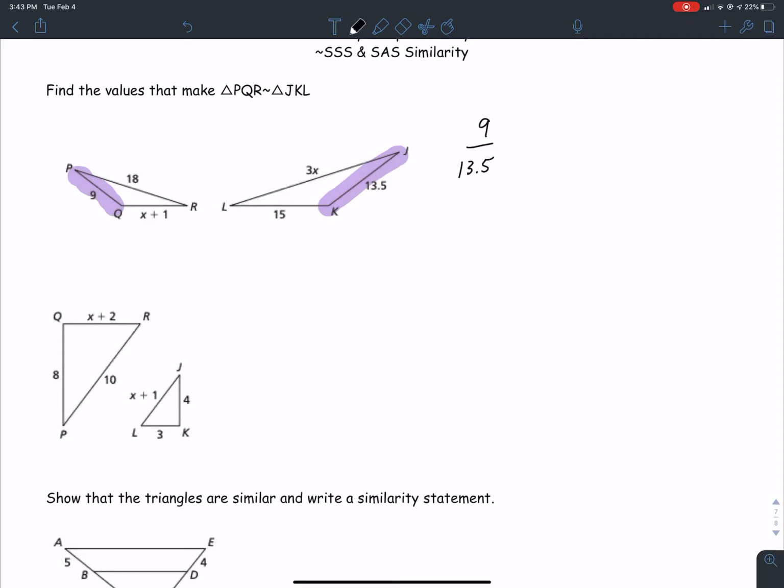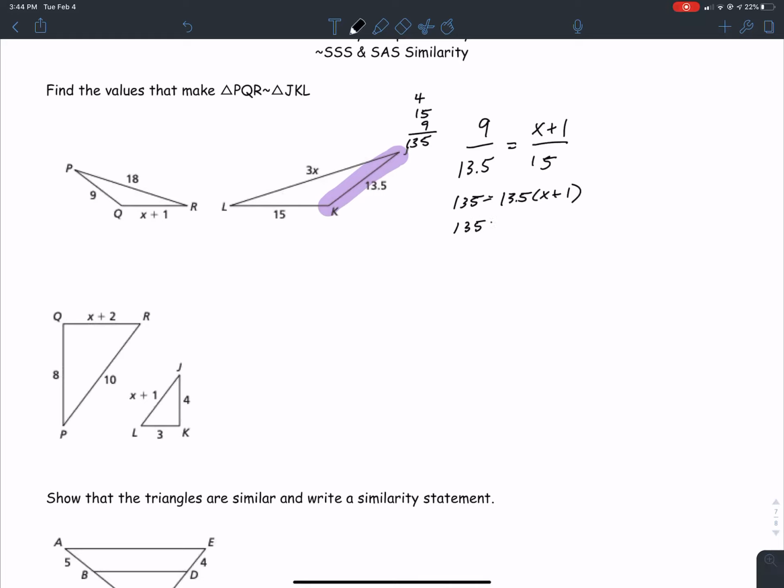I don't have a calculator to reduce that, so then I'm just going to pick 2 more sides. So I'm going to pick QR, and that's going to be similar to LK. And now cross multiply. So 9 times 15 is 135. So 135 equals 13.5 times x plus 1.